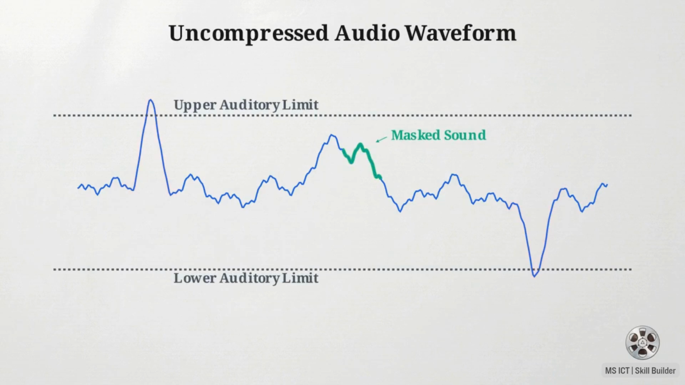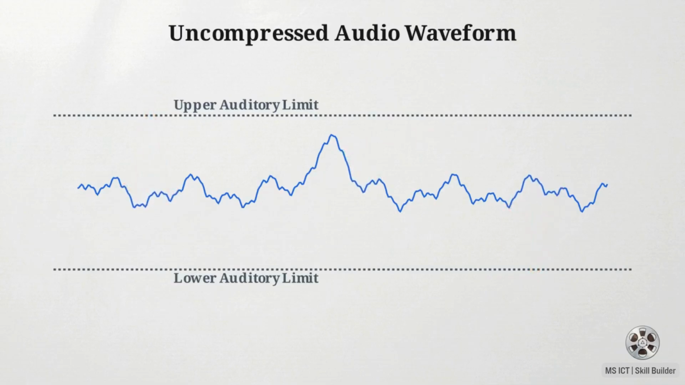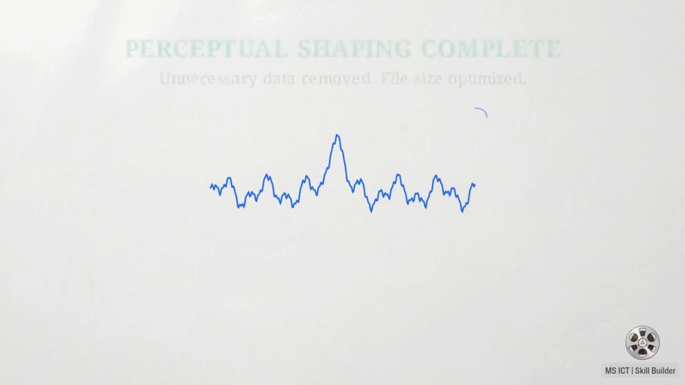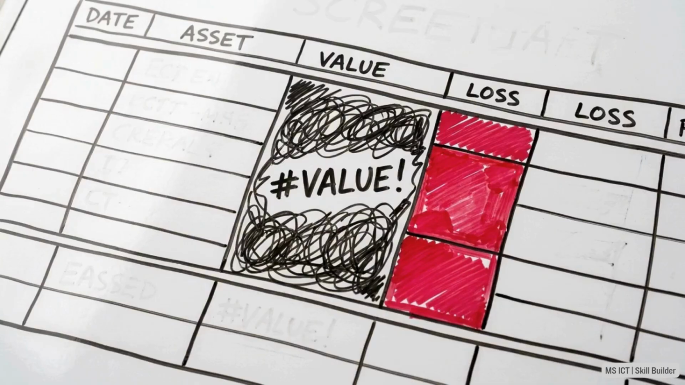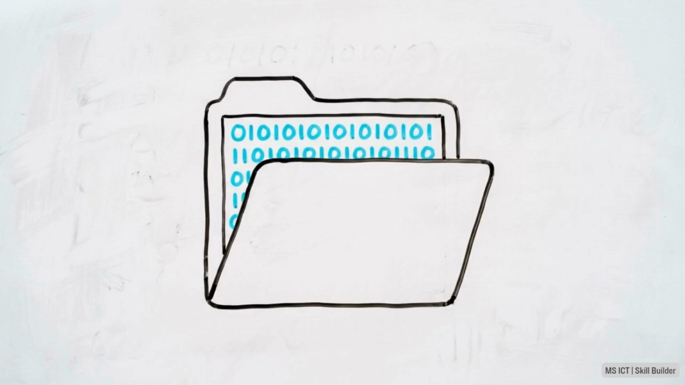In an MP3 file, the algorithm uses perceptual music shaping to identify and remove sounds that the human ear cannot hear, such as frequencies outside our hearing range. While this works for media, deleting data is catastrophic for spreadsheets or computer applications. These files require a method that can reduce the size without losing a single bit of information.